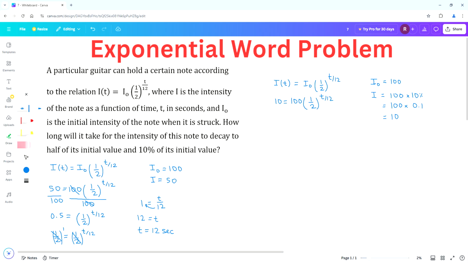We should divide both sides by 100. 10 over 100 is equal to 0.1. We have to find the value of t, and t is in the exponent on 1 over 2. This is an exponential equation. We cannot make the base the same on both sides of this equation, so we have to use logarithms to solve this equation. We should apply log to both sides.